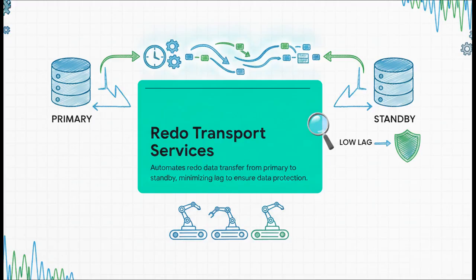But it's not just a basic file copy. RTS actively manages your network transmission paths and bandwidth allocation. Why? To completely minimize data lag and ensure rock-solid data protection. The main takeaways here are automation and speed. It's a continuously managed flow designed to keep your standby environment protected without you having to manually intervene.